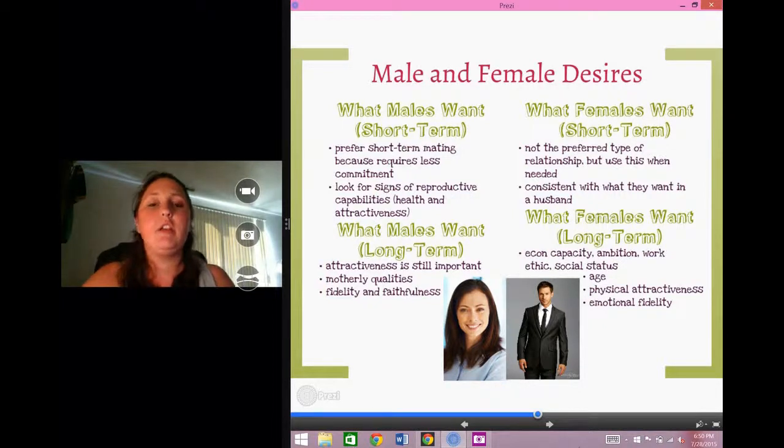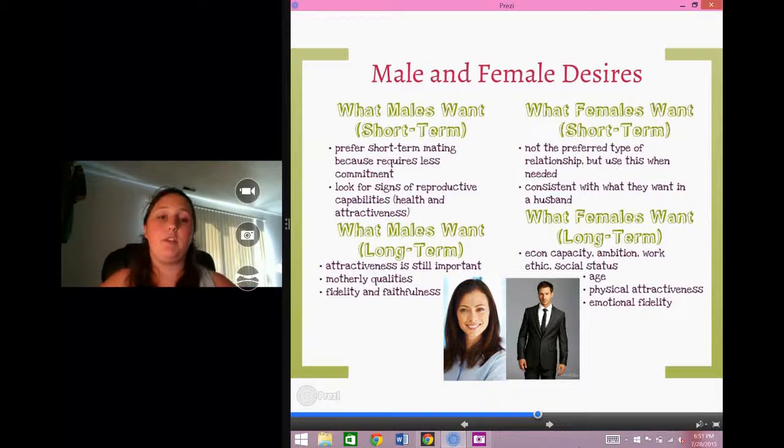So one of the most interesting parts of the book was where Dr. Buss discusses the differences in what men and women look for in partners. So starting off with males, it's based on the idea that really all men have to do to reproduce is impregnate a woman. Obviously, there's more to raising a child than just getting a mate pregnant, but at the most basic natural level, all men have to do is impregnate a woman in order to pass on their genes.